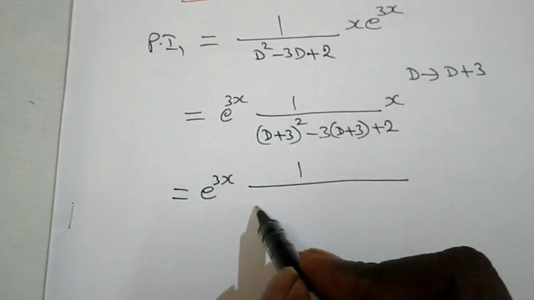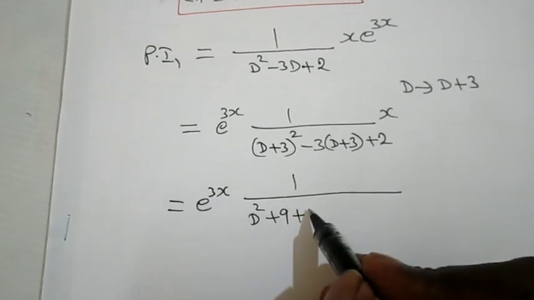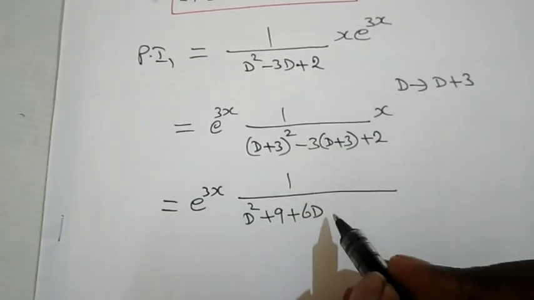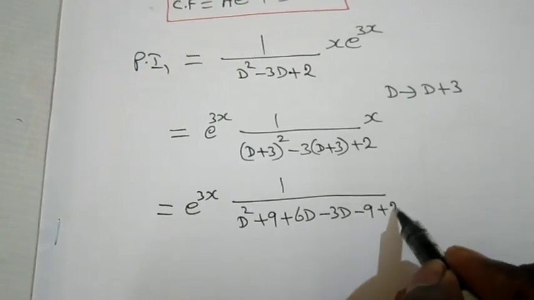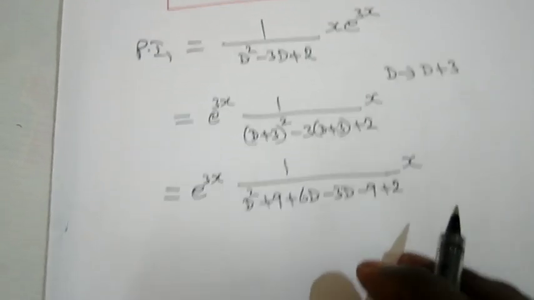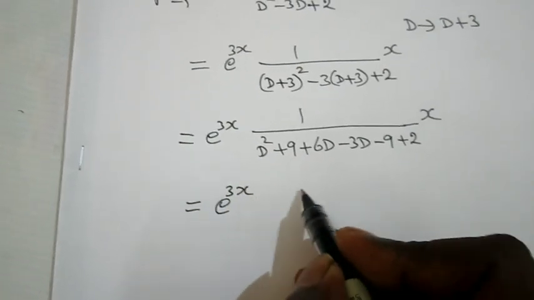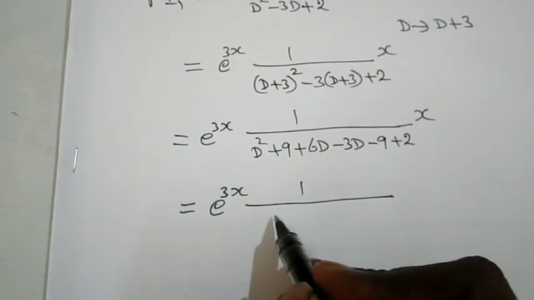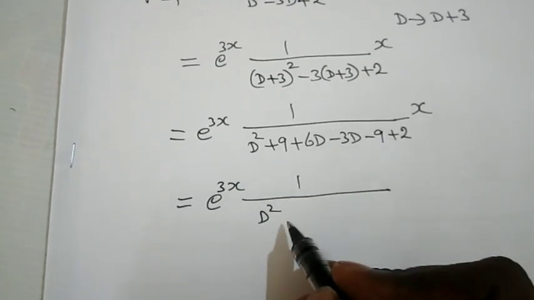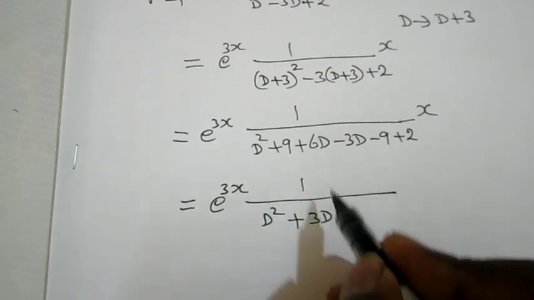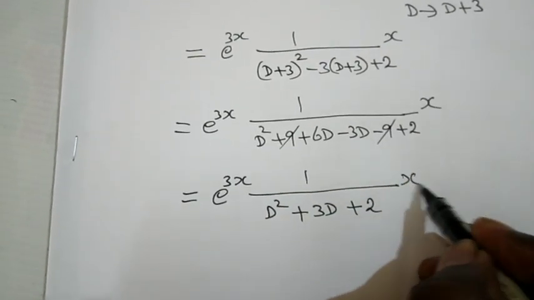Now next I am going to apply (a plus b) the whole square, which is a square plus b square plus 2ab. Here 2 into 3 gives 6D. Multiply minus 3 into D plus 3 inside: minus 3D minus 9 plus 2 into x. Okay, now further e power 3x into 1 by (D square plus 6D minus 3D, so this is 3D, plus 9 minus 9 cancel, plus 2) into x.